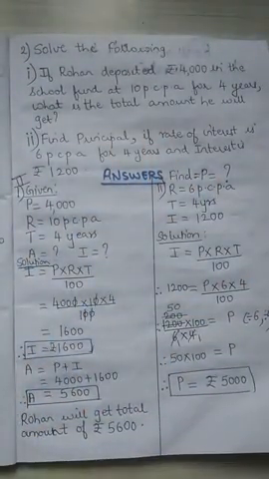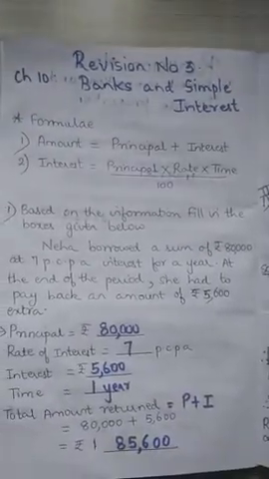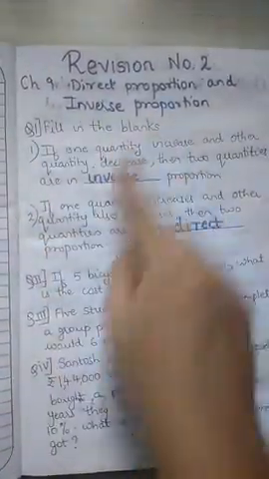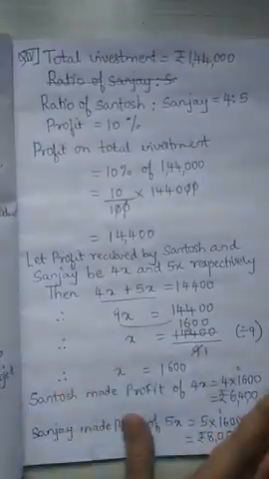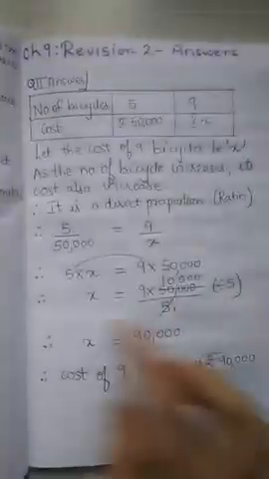So today what have you done? We have solved 2 revisions today. One is revision number 2 and one is revision number 3. This is revision number 3 of chapter 10, Bank and Simple Interest. And we also solved revision number 2 today. Okay. I'll just show it to you all. This one, Sanjay, Santosh, this second one and this.